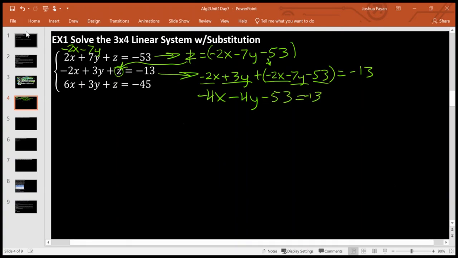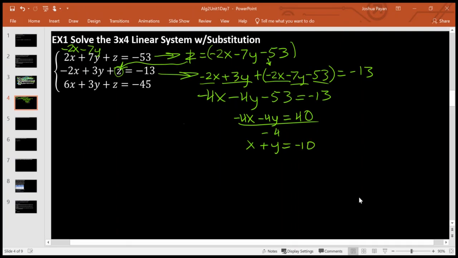Okay, so all of that is set equal to negative 13. Now I'm going to add 53 to both sides. That's going to give me positive 40 over here. And this is where I'm at. So I see I've got a 4, 4, 40. I'm going to divide this whole thing just by negative 4. So this whole thing divided by negative 4 gives me positive x plus y is equal to negative 10.